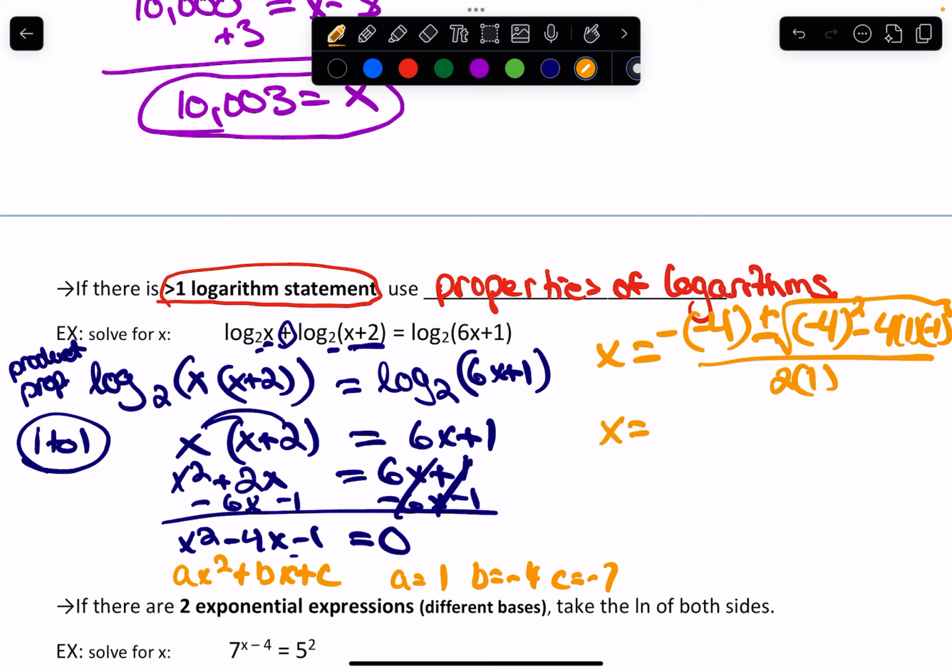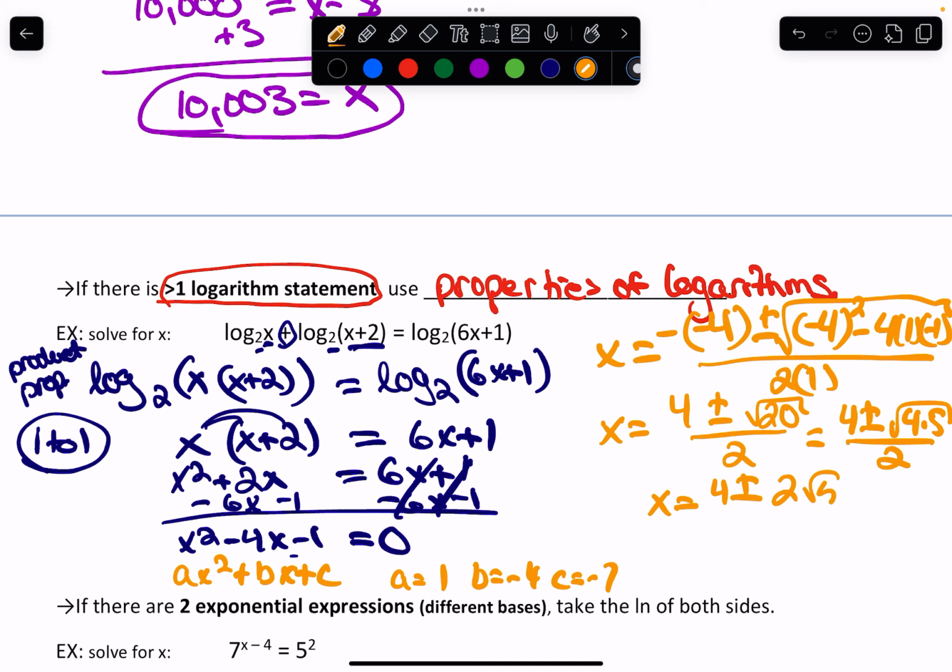Okay, so what do we get? The negatives cancel out, and then inside here, we're going to get 16 plus 4, which is 20, square root of 20, divided by 2. We can take out, so 20 has factors of 4 and 5. Square root of 4 is going to be 2, and the 5 is going to stay inside as square root of 5 over 2. Now, we have a 2 here, we have a 2 here, and we can divide 4 by 2, so we get 2. So our answer is 2 plus minus square root of 5.